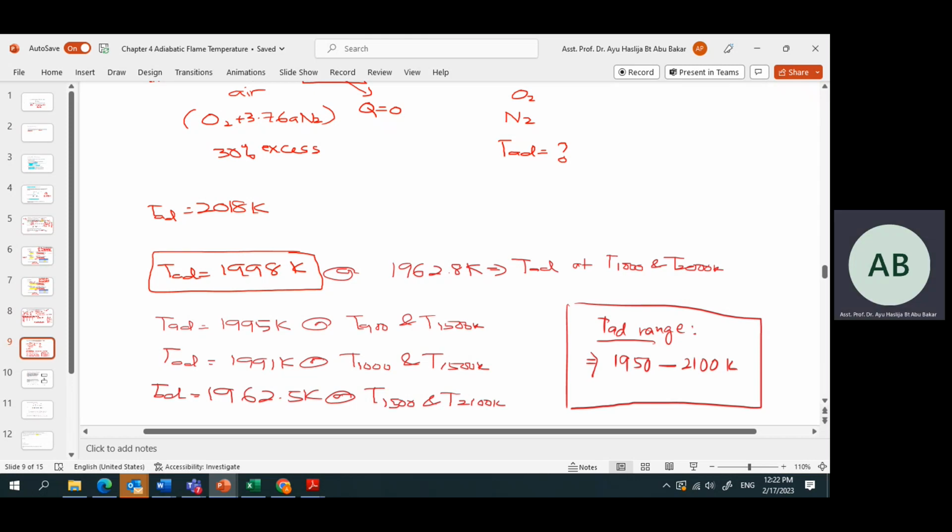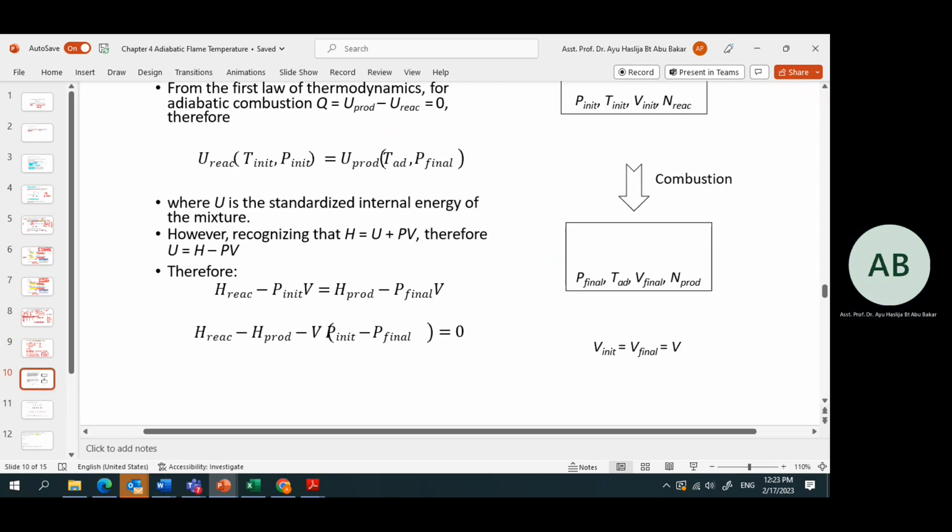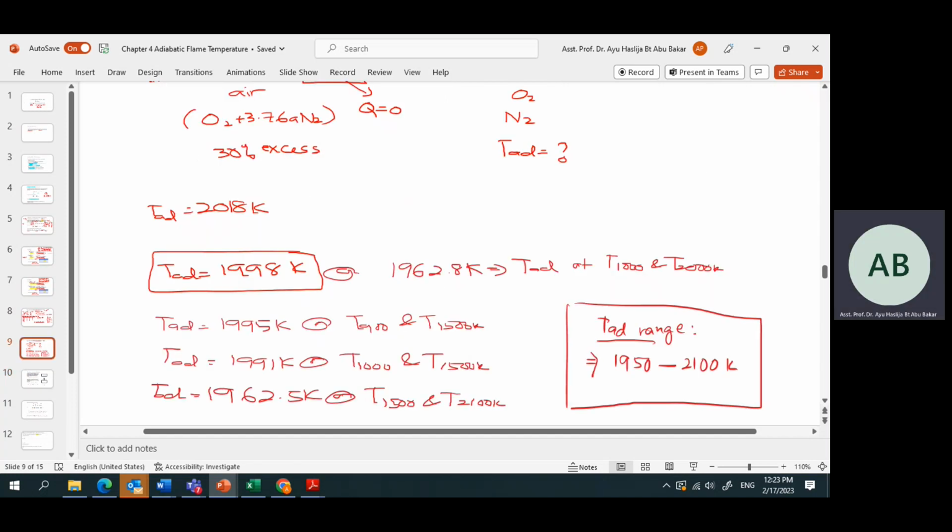Perhaps I can introduce you in the next class to how to calculate based on the enthalpy basis. I will introduce you to that enthalpy calculation assumption, and we will go for constant volume, where the equation will be slightly different. Make sure you understand the steps for constant pressure first.